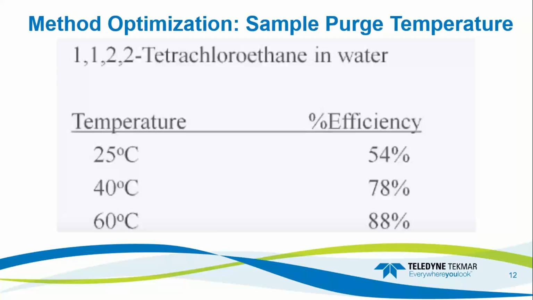So what we can see here is an opportunity for method optimization. We don't necessarily want to go for the highest purge temperature our method allows, or the highest purge temperature that our purge and trap allows, because of that increased water vapor onto the trap, which is not good. As we continue to increase purge temperature, we are also seeing a smaller increase in efficiency. Therefore, the amount of water we are putting onto the trap isn't worth the additional recovery we are getting. So it's definitely about finding that sweet spot for your compounds of interest.